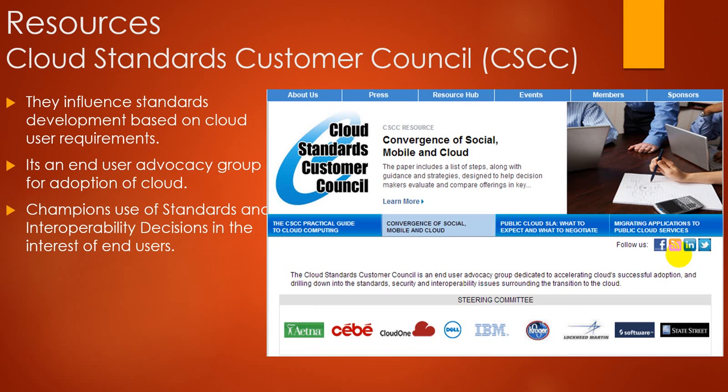Cloud Standards Customer Council. This is also an end user advocacy group for adoption of cloud. It champions the use of standards and interoperability decisions in the interest of end users. Quite a few leaders such as IBM, CloudOne, and Dell are part of the steering committee for this group.